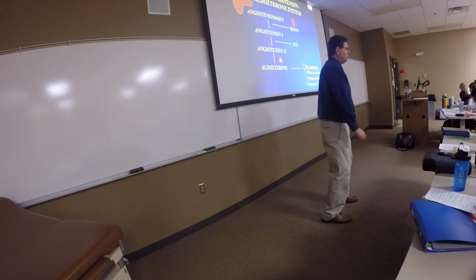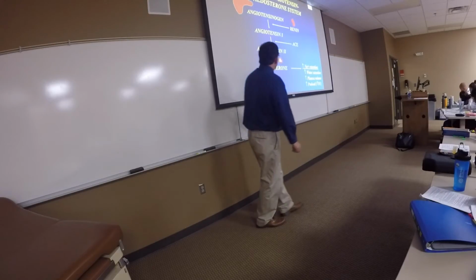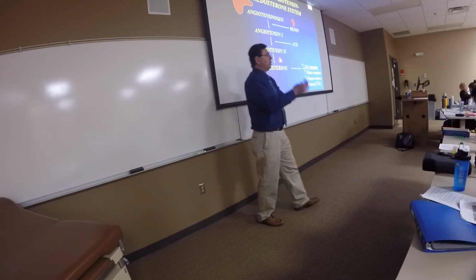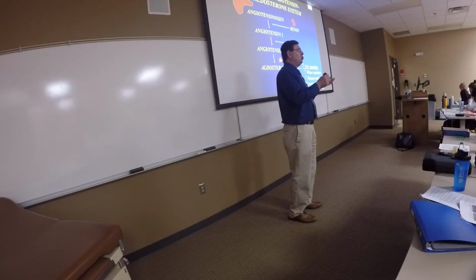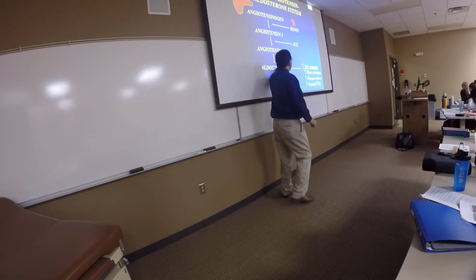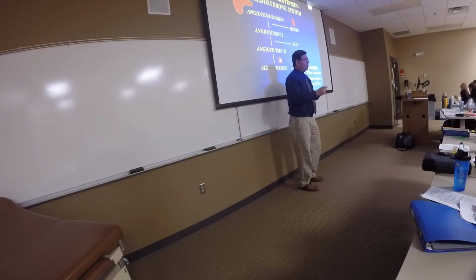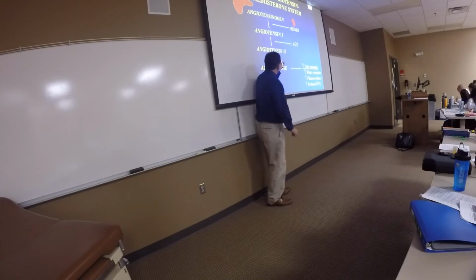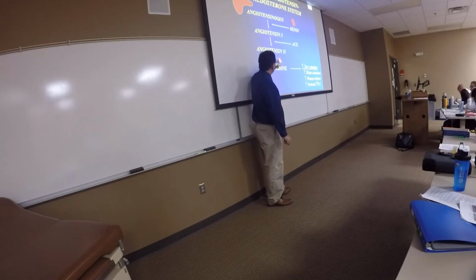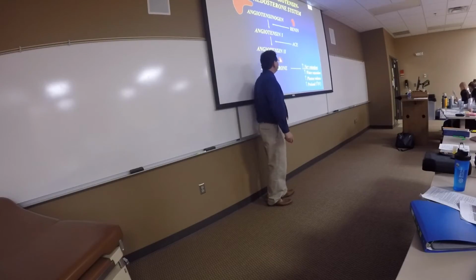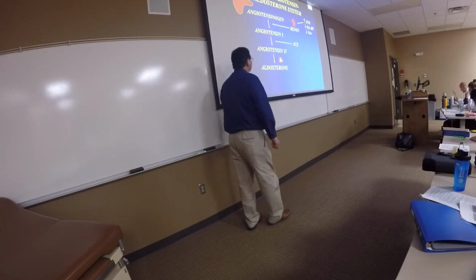Yes? Can you say again what angiotensin II is binding to? Angiotensin II has its own receptors. There are angiotensin II receptors on veins, on arteries, and also in the red part of the adrenal gland, which is called the adrenal cortex. So it's doing a couple of different things.